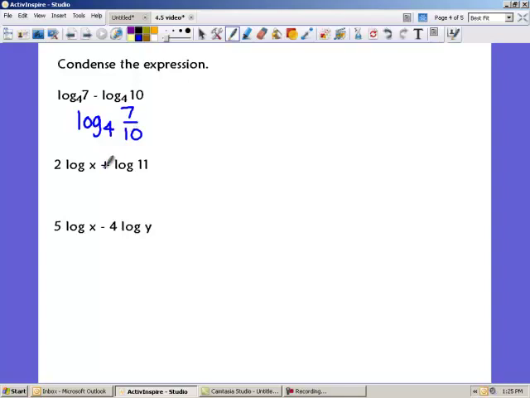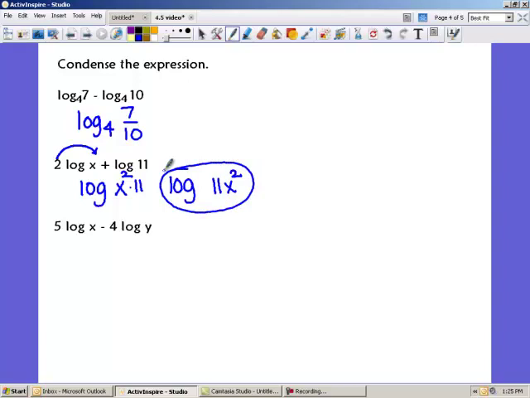Second one, we have an addition sign, so we know that these two are going to be multiplied. So we have the log. Notice I have a 2 out in front. Remember that that goes back, so x squared, and then times 11, so we could just write log 11x squared. And this would be the final answer.